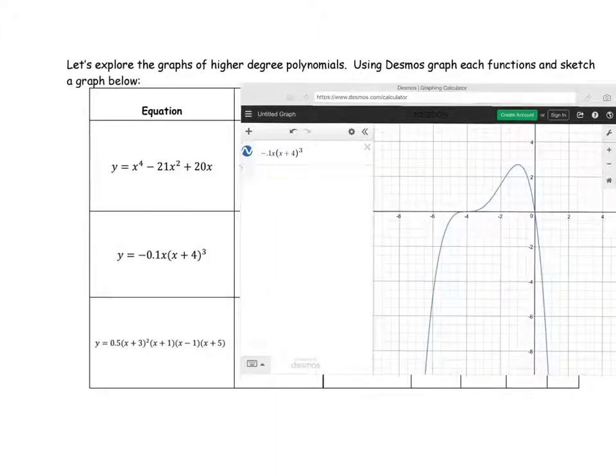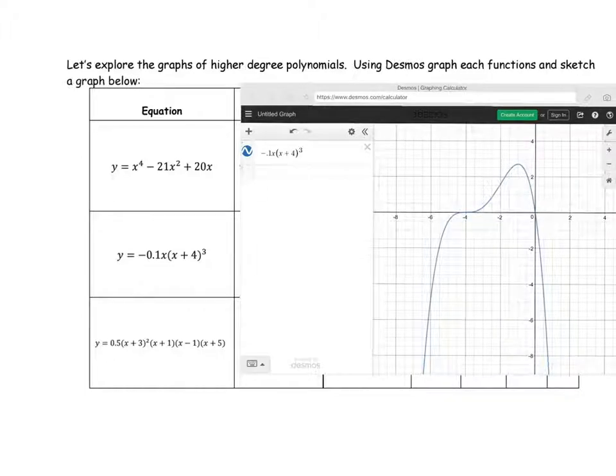This one is in factored form, so it shouldn't be too surprising to us. We've got a negative a, so our end direction is down. We've got x as one of our factors, which means we're going to have a crossing root at 0. And then we have x plus 4 to the 3rd for one of our factors, so we're going to have a root at -4 that is a flat root.